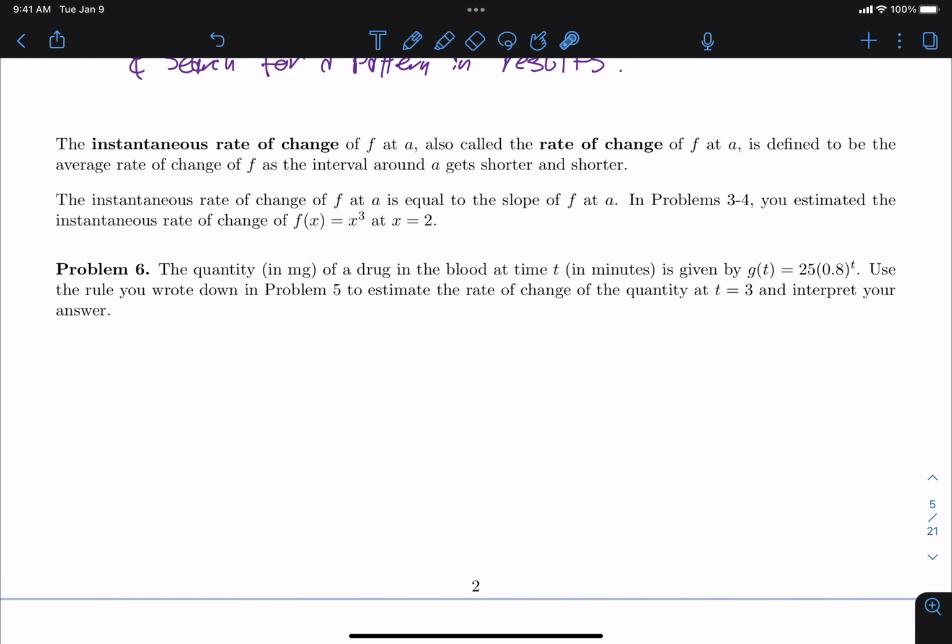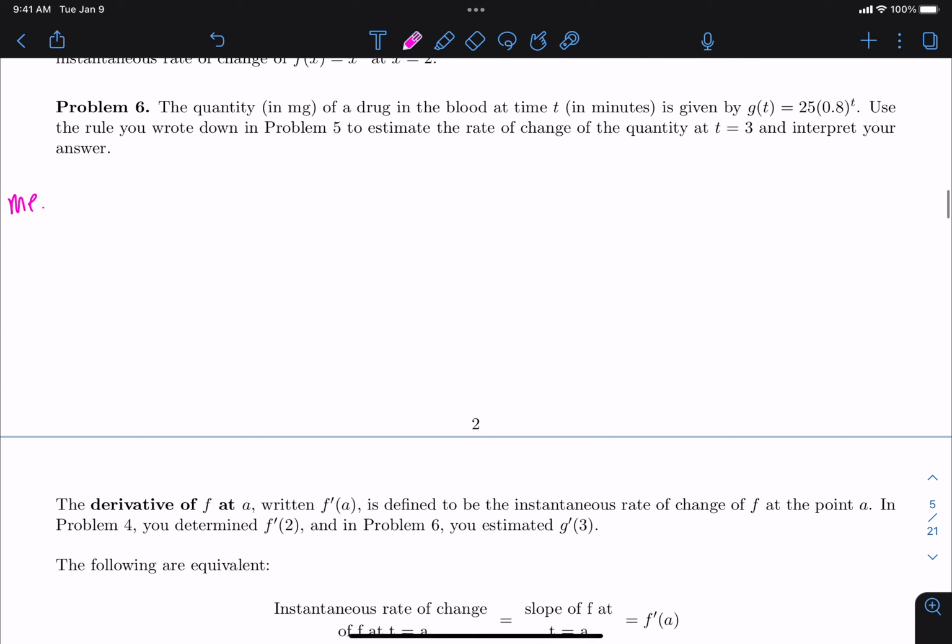Okay, so let's do one more example of that, which we'll do together. The quantity in milligrams of a drug in the blood at time t, I'm definitely going to need my calculator for this, so let me get it out, is given by this function, which looks like exponential decay, right? So we want to use the rule that we wrote down in problem 5 to estimate the rate of change of this quantity at t equals 3.